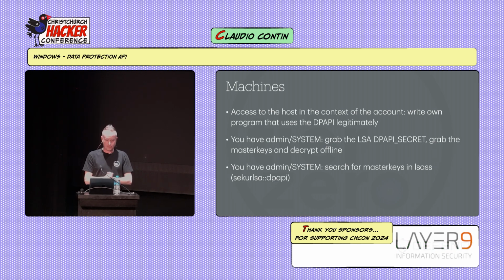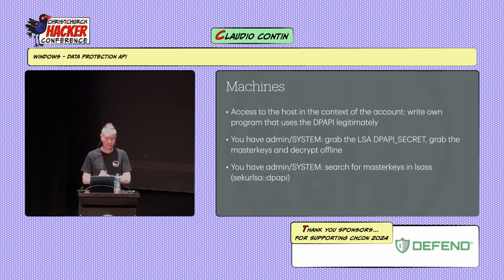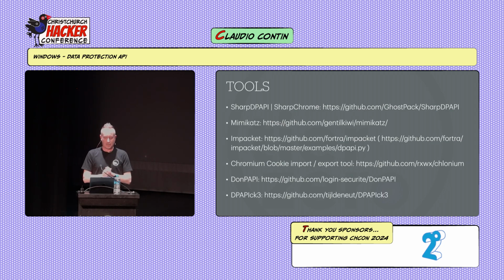Internal machine, as I mentioned before, the only way to abuse the master key for the DPAPI under the machine context, you need to have compromised the host. So you need to run as a local admin or SYSTEM privilege in order to grab the LSA DPAPI secret from the registry to then decrypt, as well as looking for clear text unencrypted master key material in the LSASS process. There are a lot of different tools to abuse the DPAPI in Windows land.